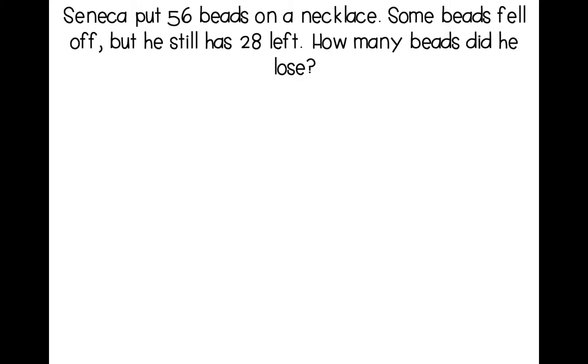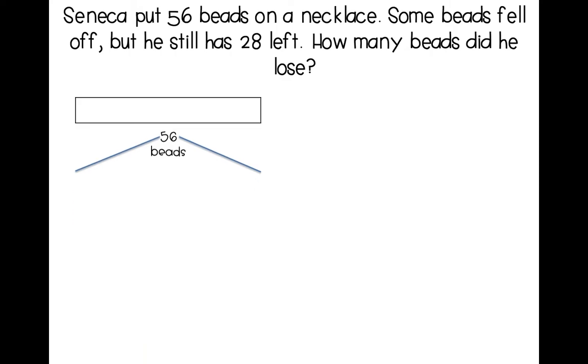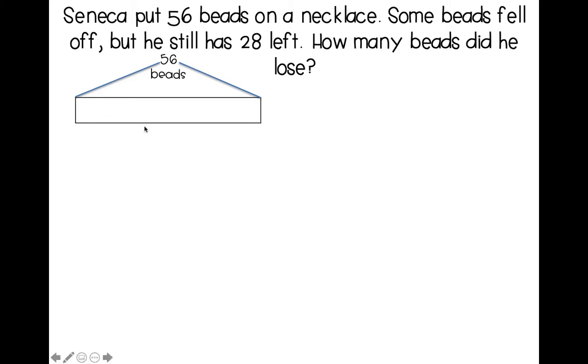Seneca put 56 beads on a necklace. Some beads fell off, but he still has 28 left. How many beads did he lose? Let's draw out what we know about our problem. We know that Seneca has 56 beads on his necklace. So this right here, called a tape diagram, shows that he has 56 beads to start with.